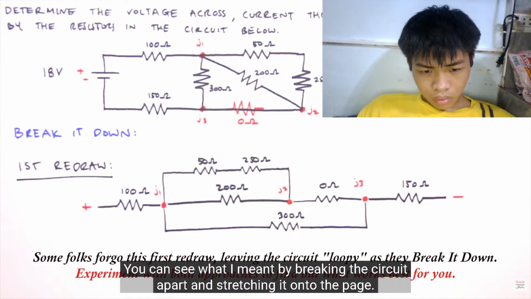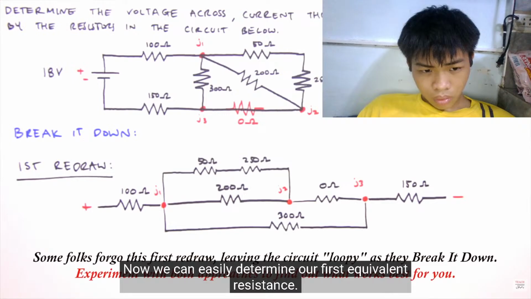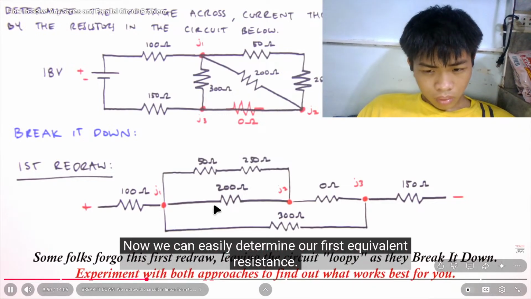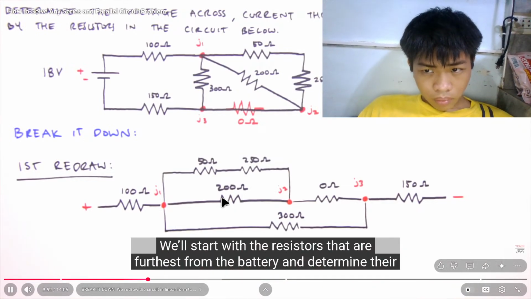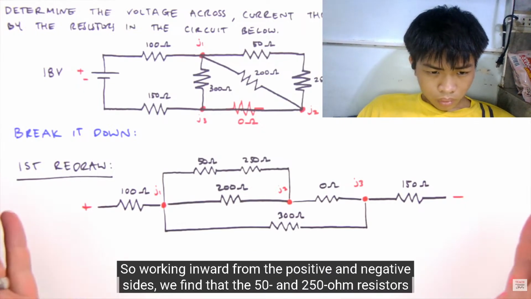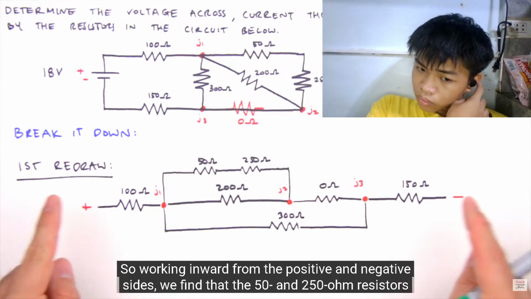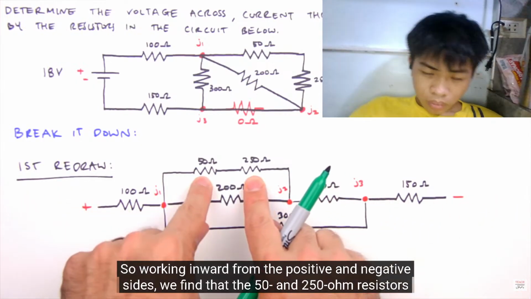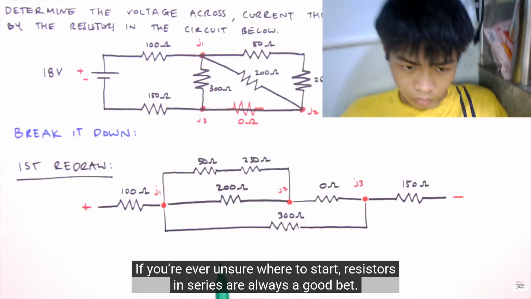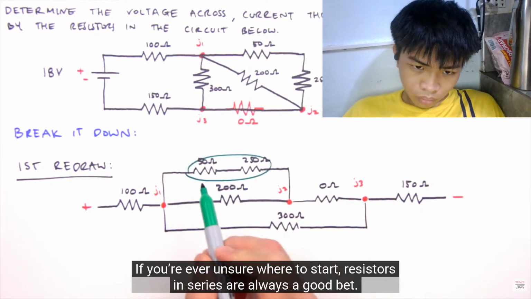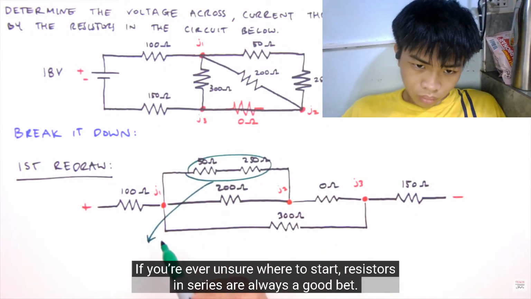You can see what I meant by breaking the circuit apart and stretching it onto the page. Now we can easily determine our first equivalent resistance. We'll start with the resistors that are furthest from the battery and determine their equivalent resistance. So, working inward from the positive and negative sides, we find that the 50 and 250 ohm resistors fit the bill. If you're ever unsure where to start, resistors in series are always a good bet.